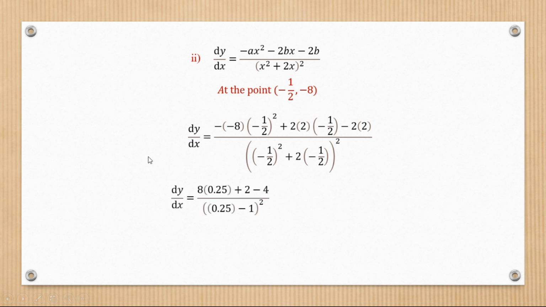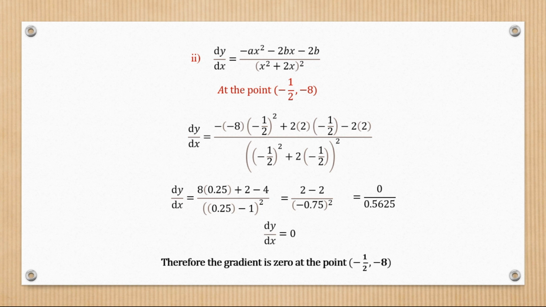So when I put all those in, I'll have 8 times 0.25 + 2 minus 4 over (0.25 minus 1) squared. So I'll have 2 minus 2 over (-0.75) squared. So this is the same as 0 divided by 0.5625, which is actually 0. So therefore the gradient is 0 at the point (-1/2, -8).